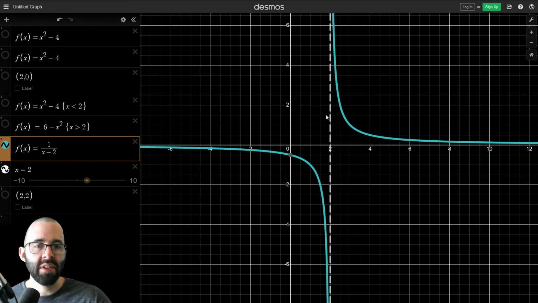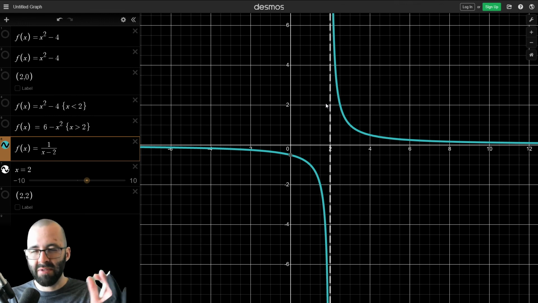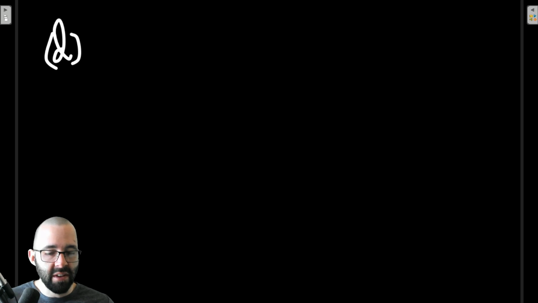All right, so again, this is another example where it's going off in different directions on either side. And again, infinity is also one of those weird cases. We're going to say for part D as well that the limit does not exist.